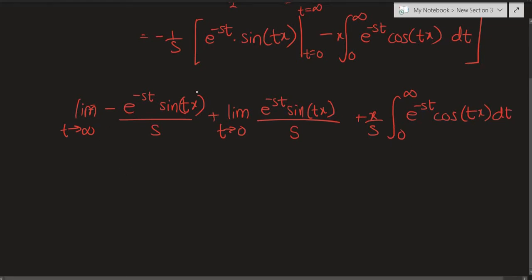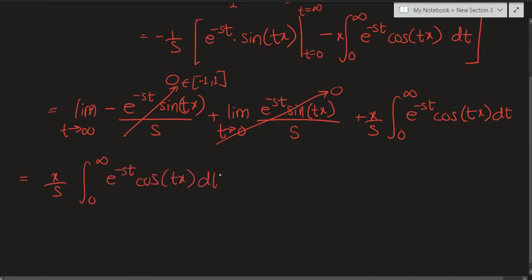So as t goes to infinity, the sine of tx will just keep oscillating between -1 and +1, while this term e raised to negative st will decay to 0. So this will go to 0, and when we have a 0, we have e raised to 0, which is 1, and sine of 0 times x, sine of 0 is 0, so even this term will go to 0. So we now have x over s times the integral from 0 to infinity of e raised to negative st times the cosine of tx dt. Looks like we have to apply integration by parts again.